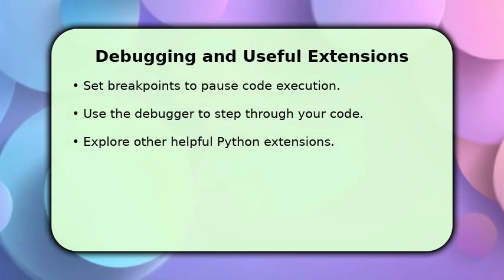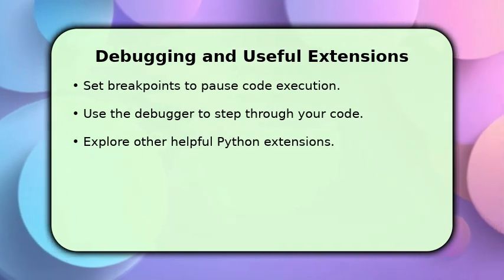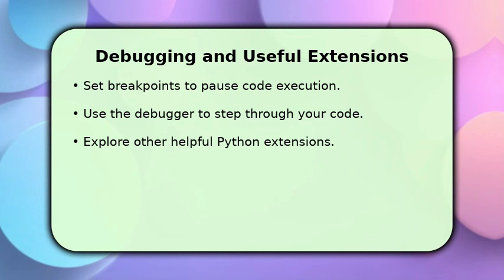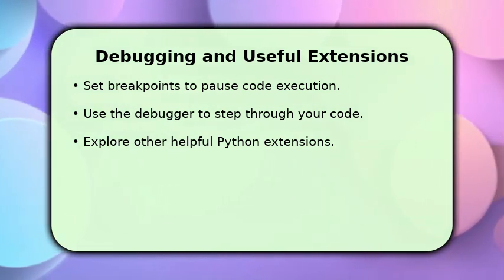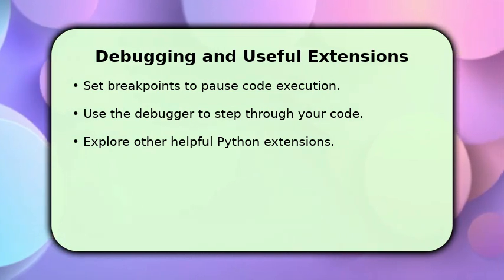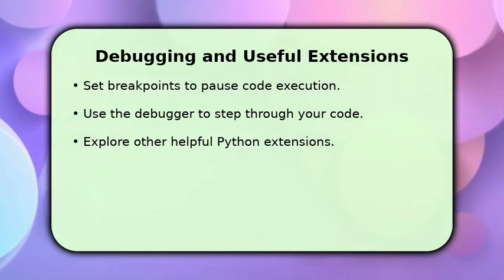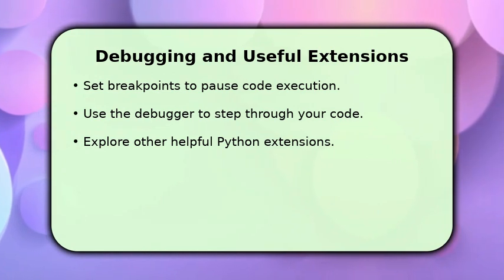Debugging is a powerful tool for understanding your code. To start, click in the gutter next to a line number to set a breakpoint. Then, press F5 or click the Run and Debug button. Your program will pause at the breakpoint, allowing you to inspect variables and step through your code line by line.